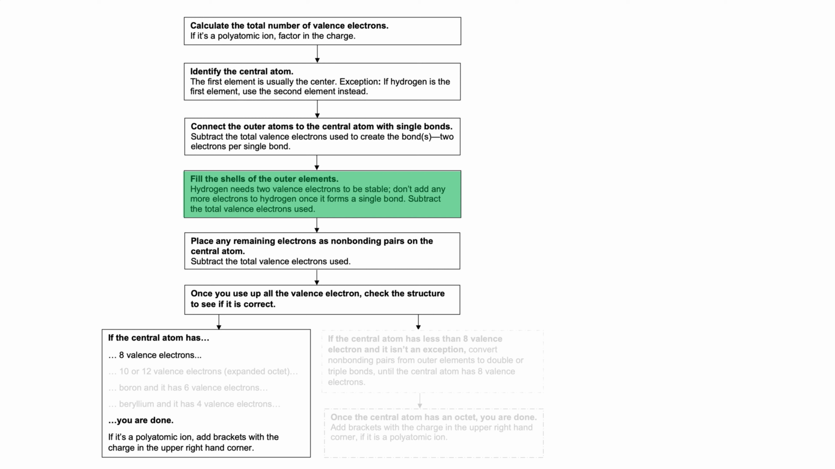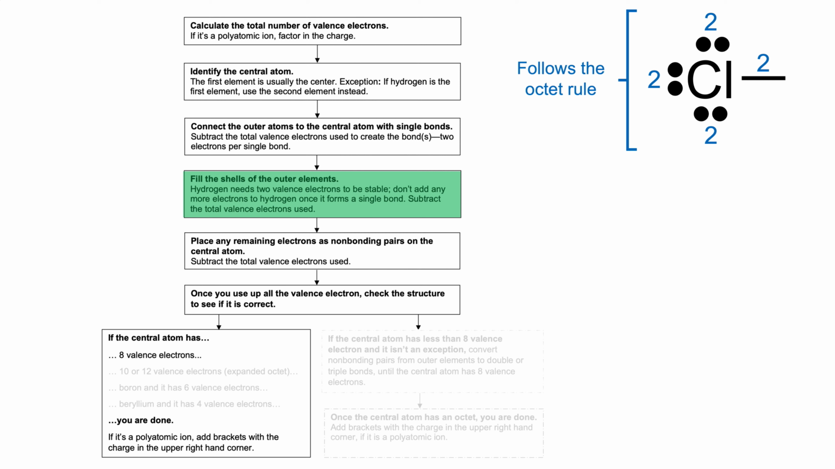The next step is going to be to fill the shells of the outer elements. So say for example, I have chlorine and it's an outer element. At this point it would have 2 valence electrons. I want to try to bring it up to having a total of 8, so I'm going to add 3 non-bonding pairs to it. That's going to make it have 8 valence electrons, and it's going to follow the octet rule.